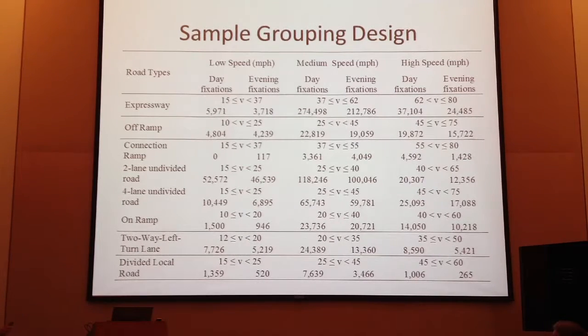We have the low speed, medium speed, and high speed for the different roadways. The numbers you see here, for example for low speed on expressway, are the speed range. These are the number of samples in the day group, and these are the number of samples in the evening group. So this gives you the number of samples in each group.